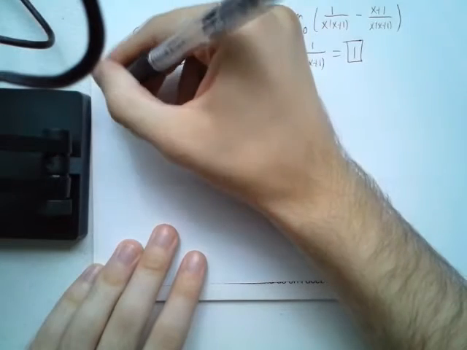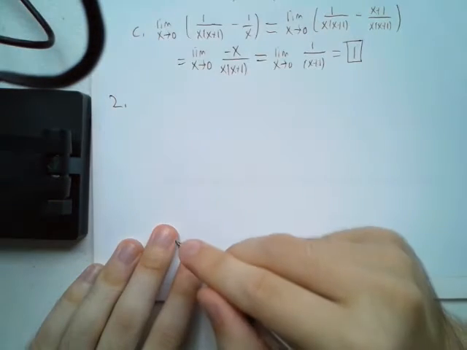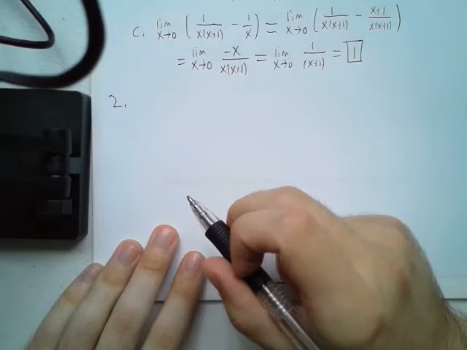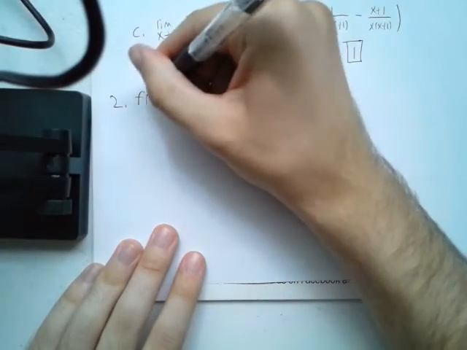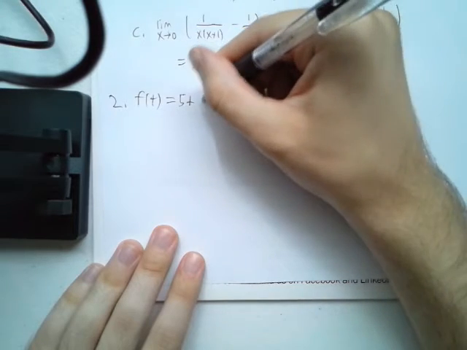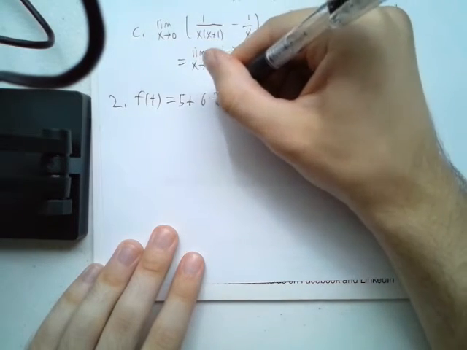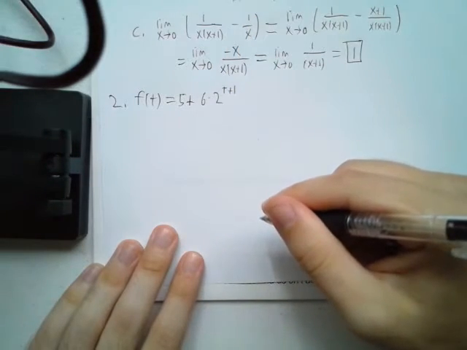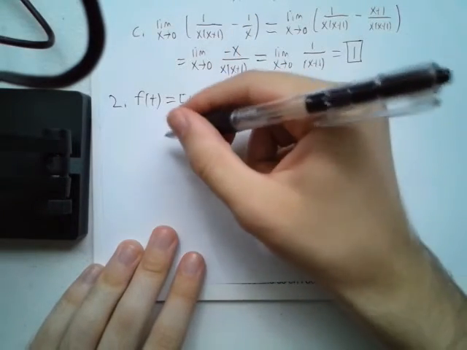Okay, so in this video I'm going to look at problem 2 from the first homework set. So this problem concerns the function f of t equals 5 plus 6 times 2^(t+1). So the first thing I'd like to do is sketch a graph of this function.